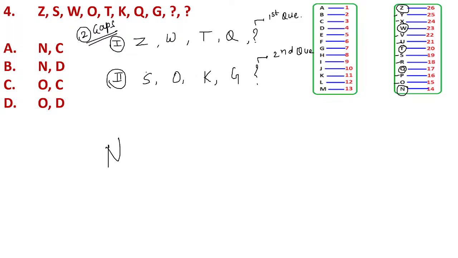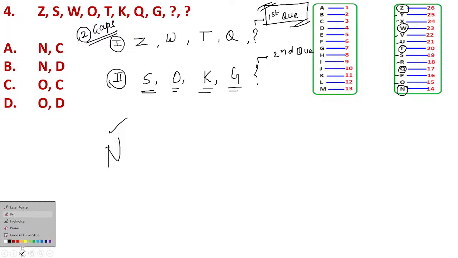Also, always remember this thing. Many of the students get it wrong over here. Instead of the first question mark, they write the second answer, and instead of the second question mark, they write this particular letter N. So always remember at the first question mark's place, which letter is going to come? N. Correct? Okay. So for the second pattern, S O K G, S O K and G.